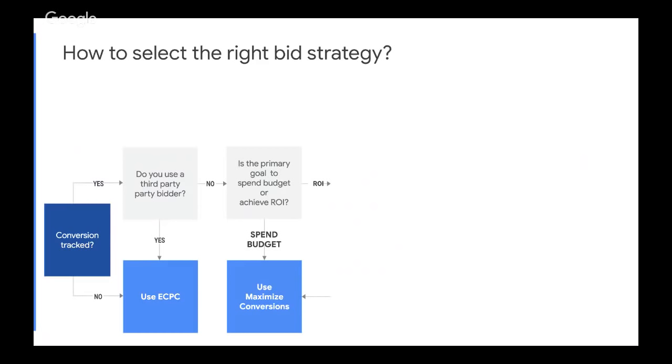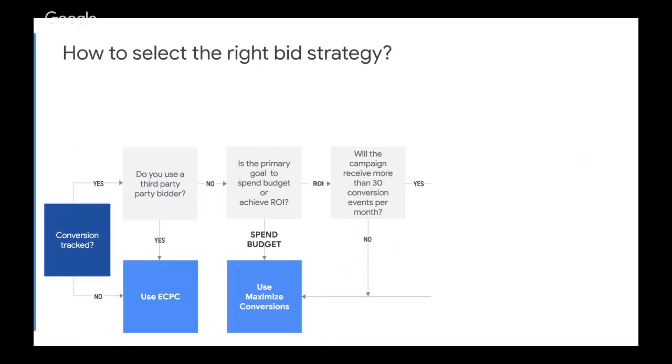is the primary goal to spend the budget or to achieve return on investment? If it's to spend the budget, then we have something that was launched not that long ago, called Maximize Conversions, for the people that are working with Search. It's already a little bit more of a common bid strategy. For display it's relatively new, but essentially it does exactly what it says it will do. It will try to maximize the number of conversions within the budget, overlooking the CPA that you're trying to achieve. So it really helps you drive more conversions.